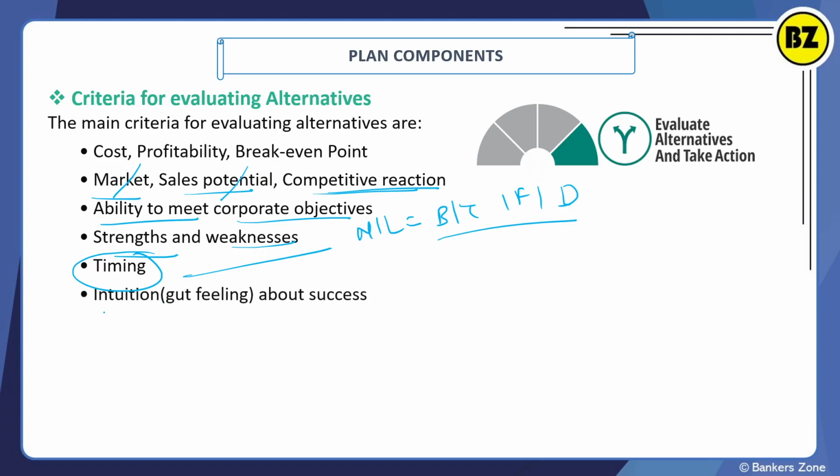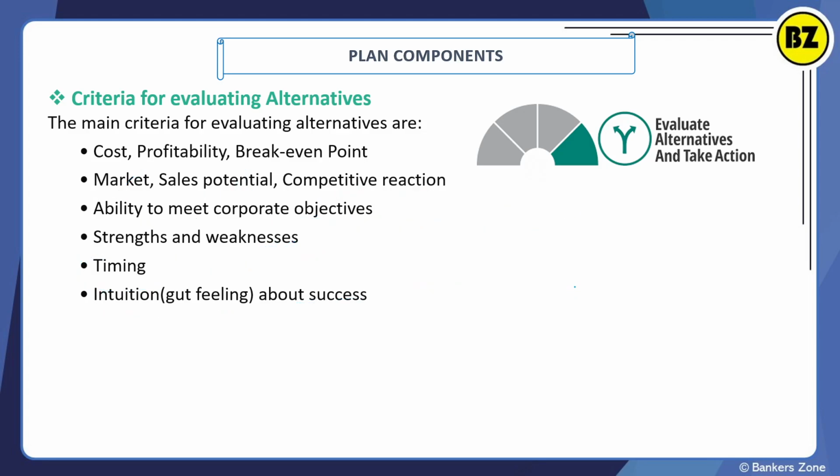Then the intuition means gut feeling about success. See, for launching SUV cars in India, that was one of the very bold decisions, but the launchers of the SUV cars had a gut feeling about success. We should launch it because we have confidence, we have a gut feeling that it will be successful. Okay, so that is basically the gut feeling about the success.